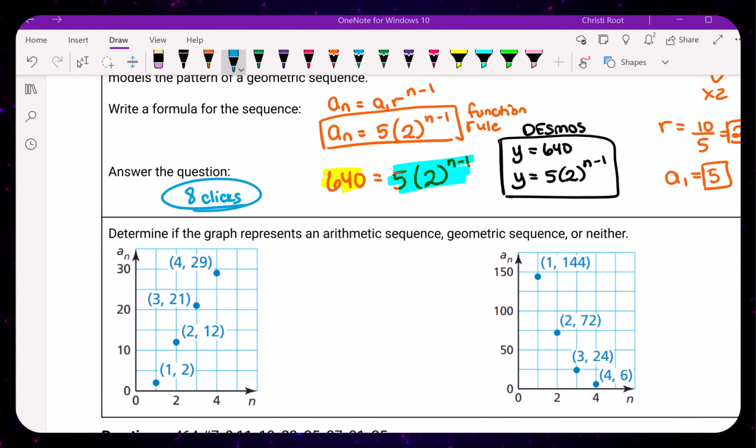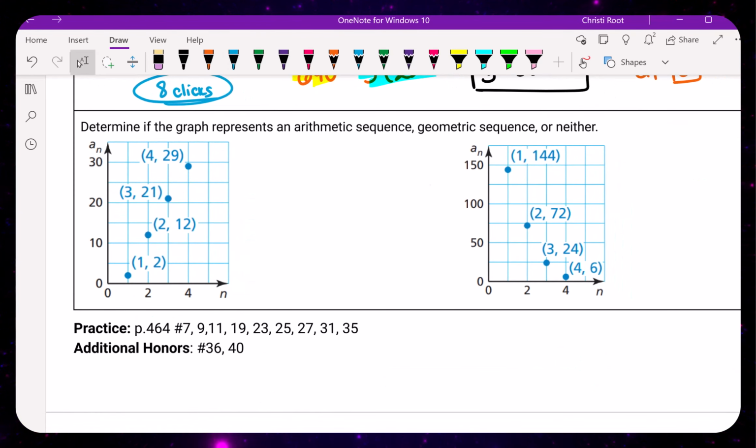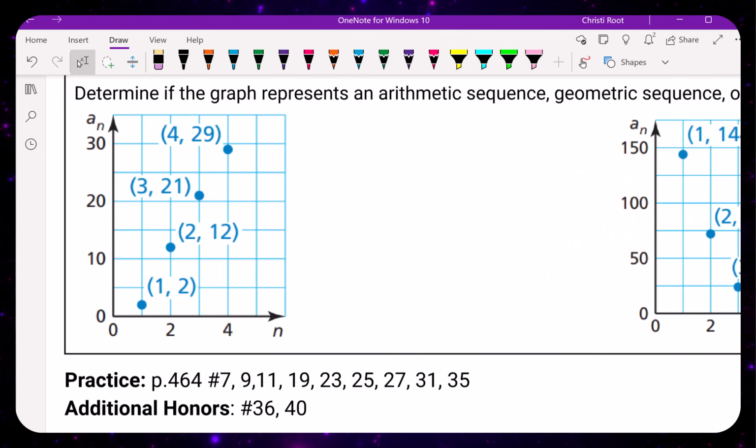Okay, so the last 2 questions here are kind of a lesson in making sure that you verify that it is either arithmetic or geometric. Remember before, when we were doing the sequences, I said suspect. What do you suspect that it's going to be? Well, I suspect that this is a straight line. It looks pretty close to a straight line. So I'm going to check to see if it is arithmetic.